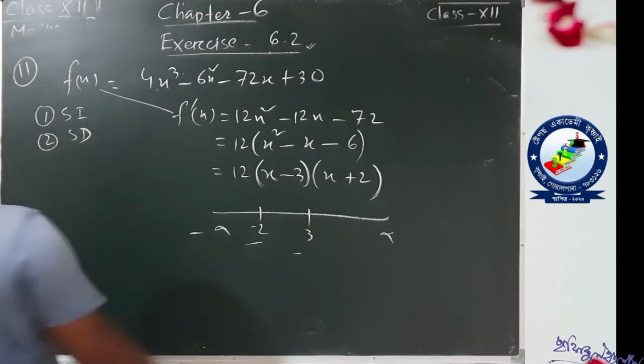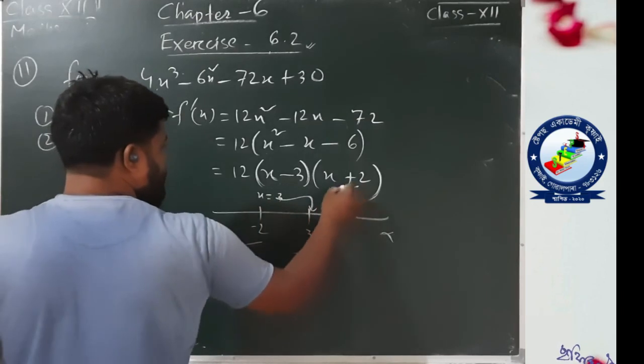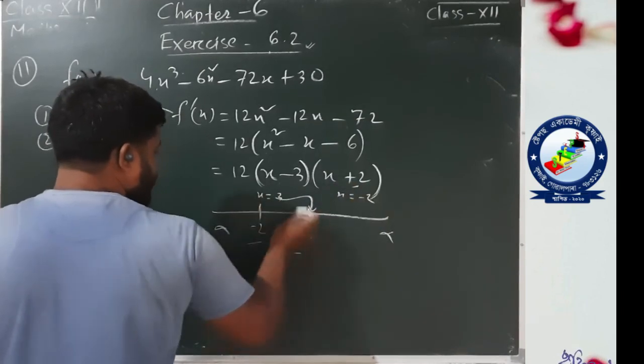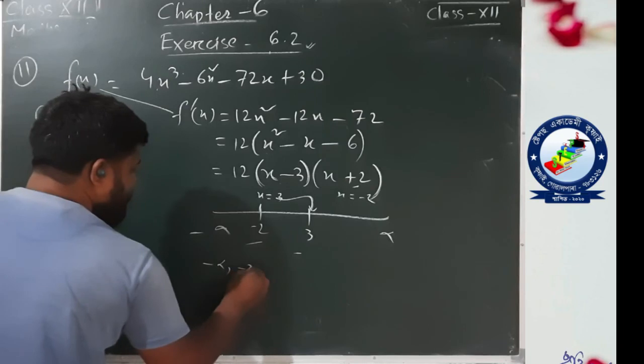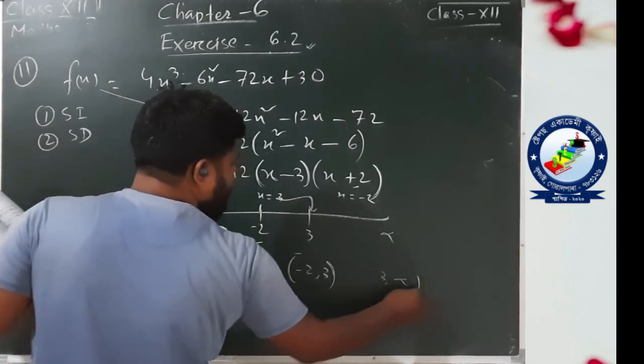Okay, so let's take x equal to 3, this point, and x equal to minus 2, this point. So what are these intervals? Minus infinity to minus 2, minus 2 to 3, and 3 to positive infinity.